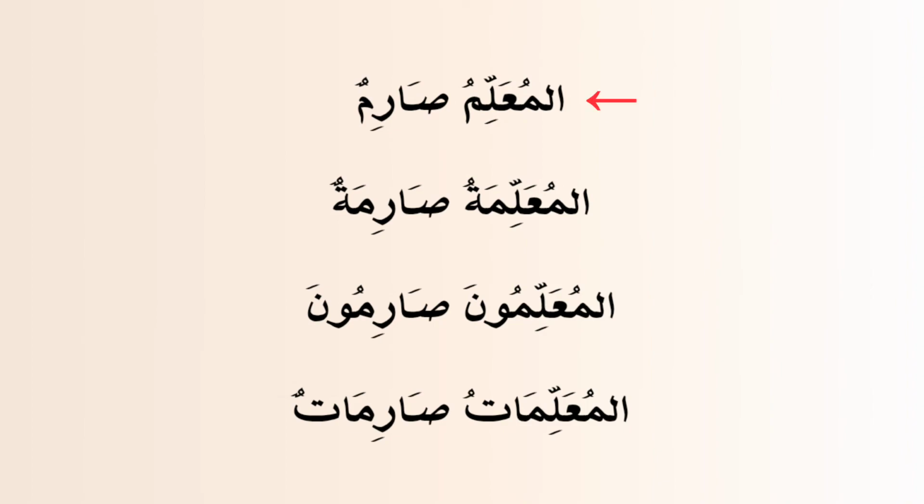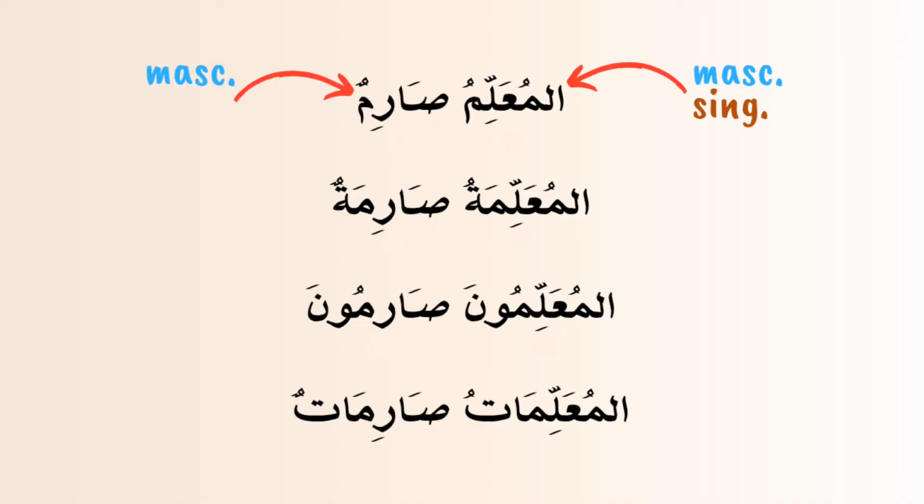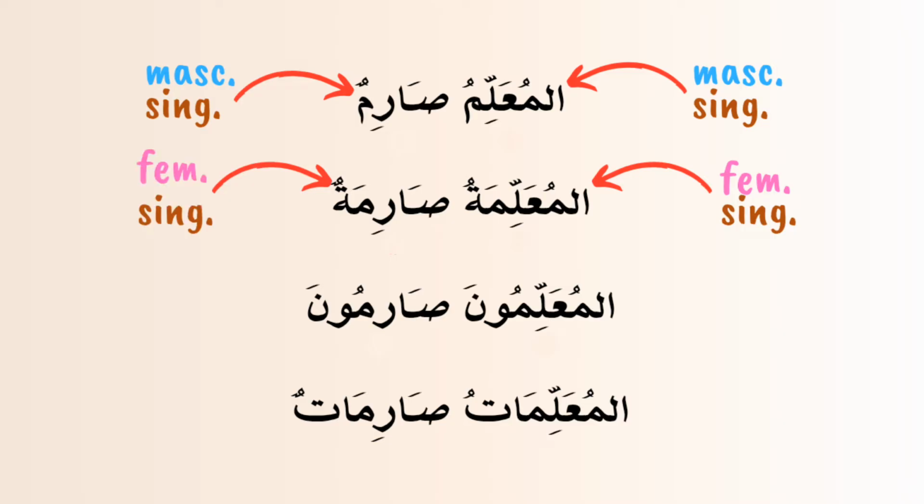We have المعلم صارم. The teacher is strict. المعلم is the subject, المبتدأ, and صارم is the predicate, الخبر. المعلم is masculine and singular, so the predicate صارم is masculine and singular too. المعلمة صارمة. المعلمة is feminine and singular, so the predicate صارمة is also feminine and singular. المعلمون صارمون. Here, our subject is plural.